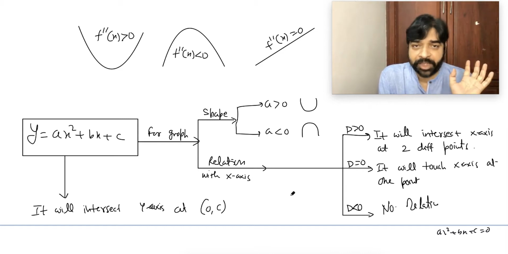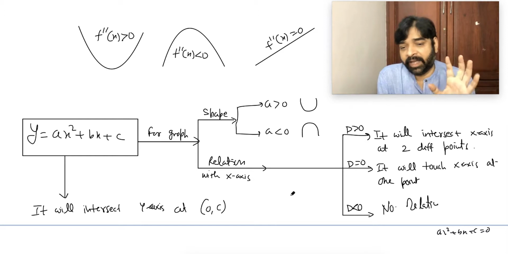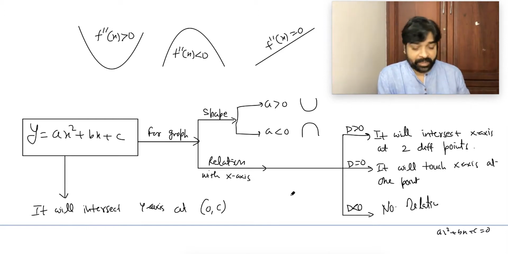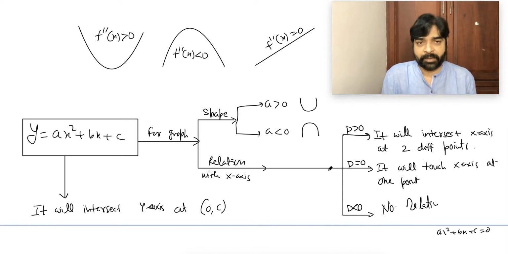First, identify the shape. Next, identify the relation with the x-axis. And next, where it will intersect the y-axis. You will always get the exact graph. There will not be any kind of problem out of it.